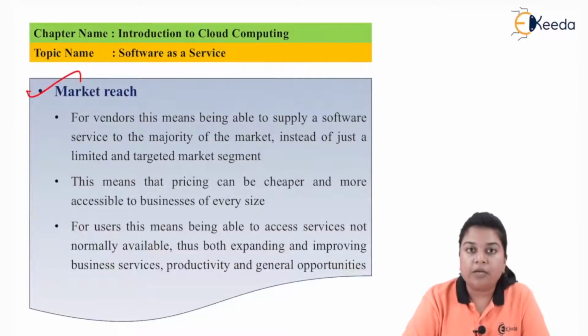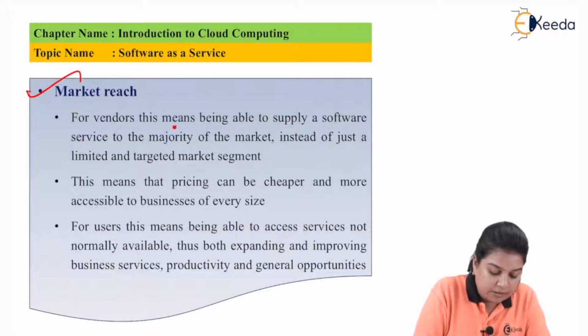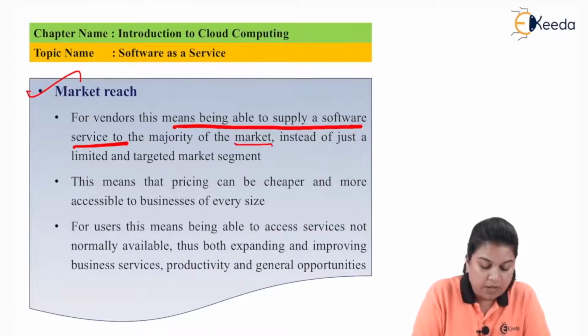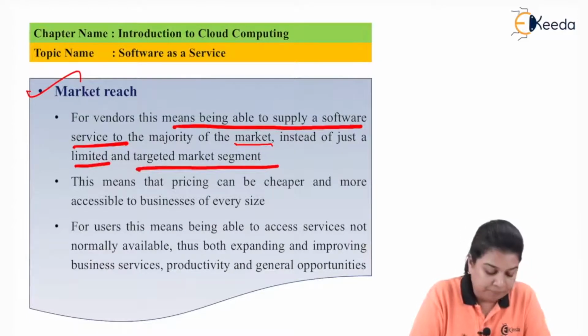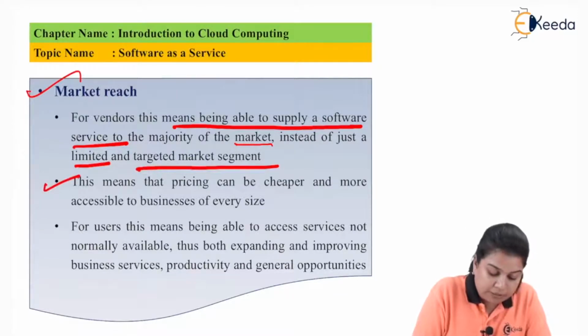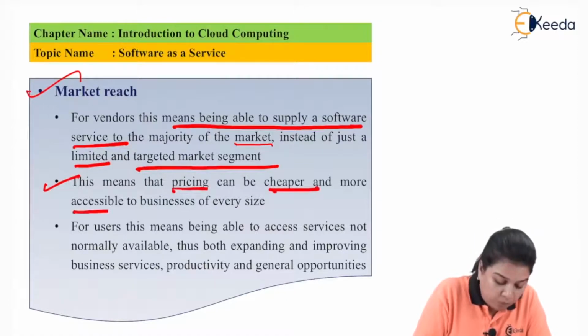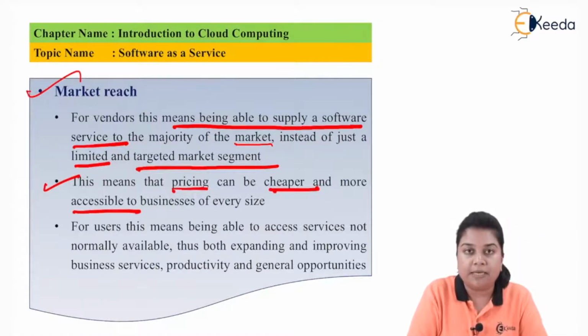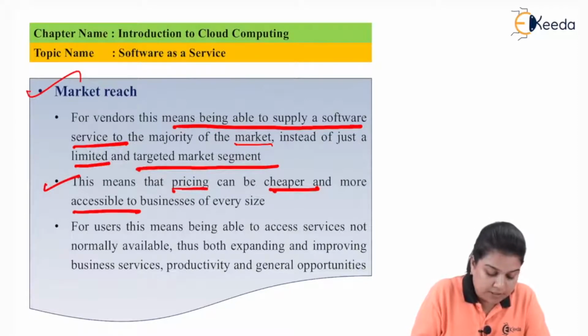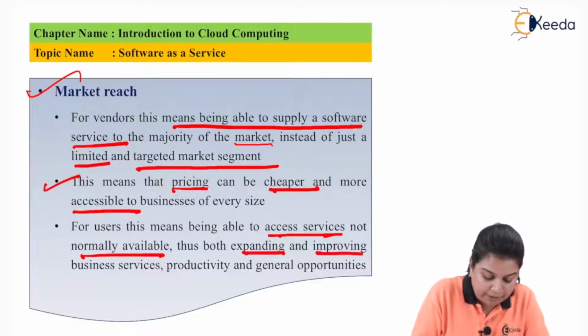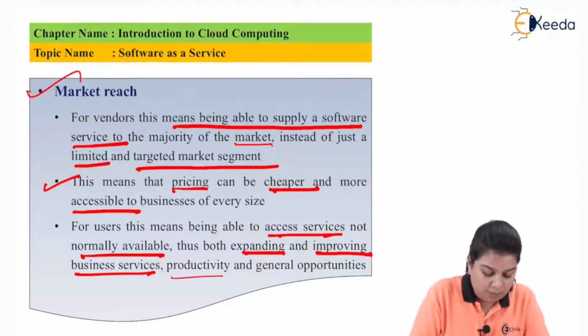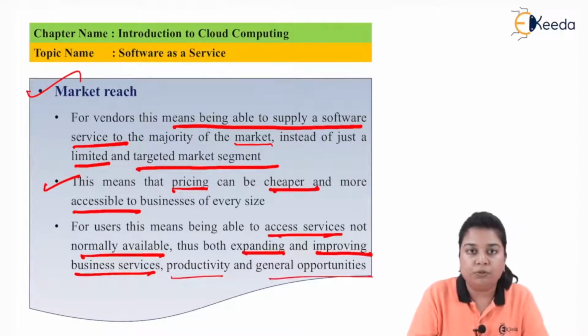Next point is market reach. For vendors, this means being able to supply a software service to the majority of the market instead of just a limited and targeted market segment. This also means that pricing can be cheaper and more accessible for businesses of every size. For users, this means being able to access services not normally available, thus both expanding and improving business services, productivity, and general opportunities.